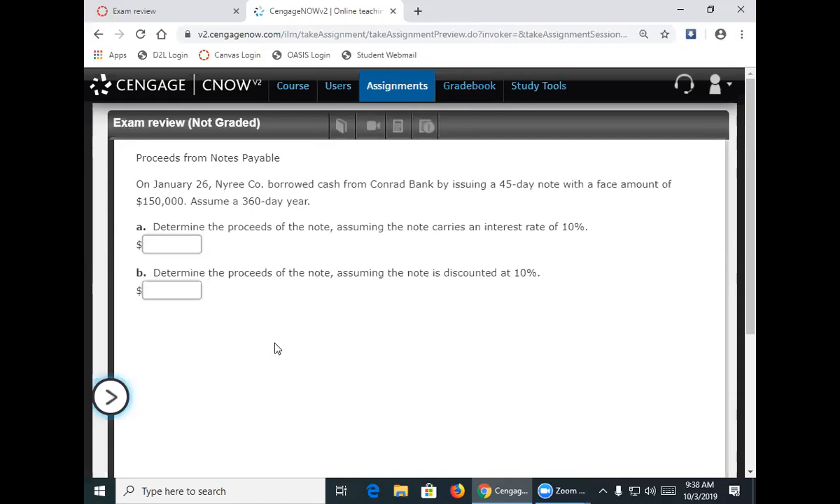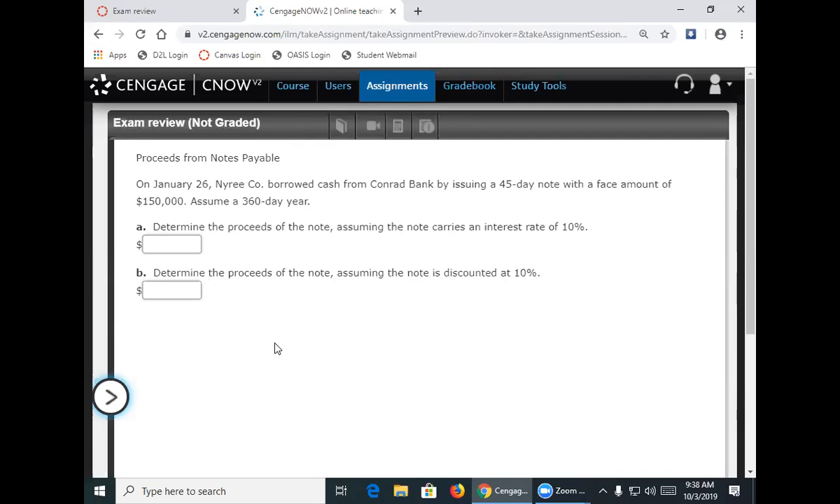And as far as what current liabilities we dealt with, notes payable, like short-term notes payable, and then we dealt with payroll, both the payroll itself, the payroll expense, and payroll tax expense. We also covered installment notes, but I did not put that on the exam for time's sake. Those took a little bit more time to calculate.